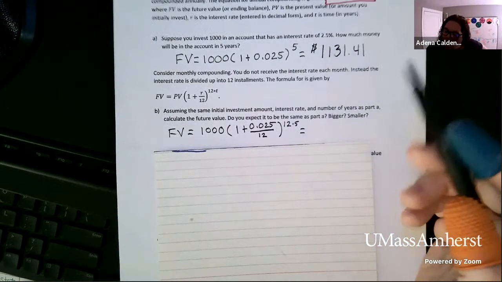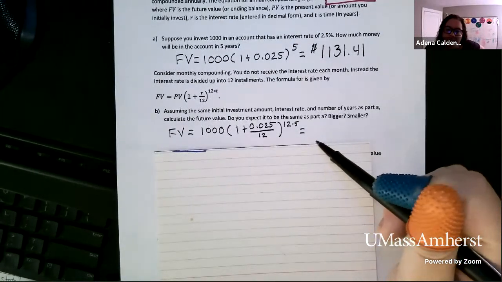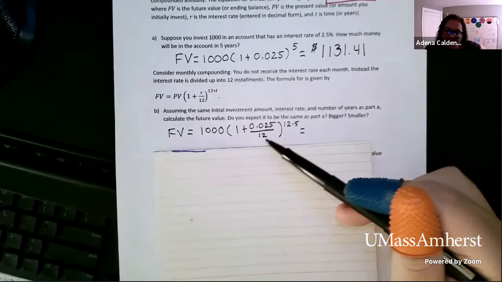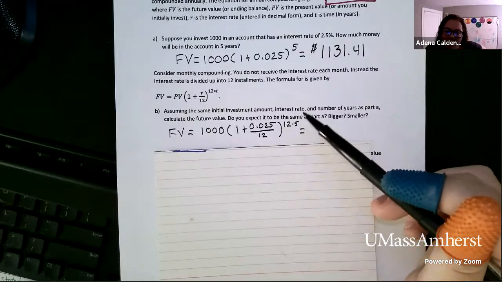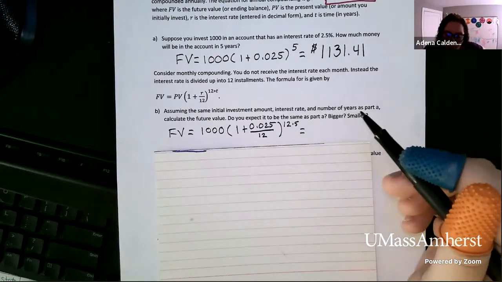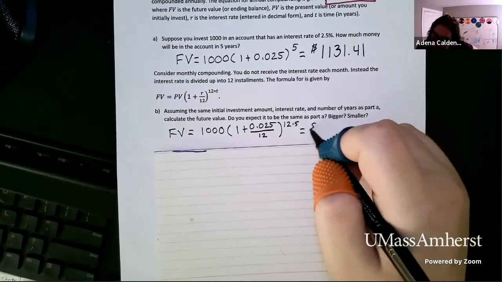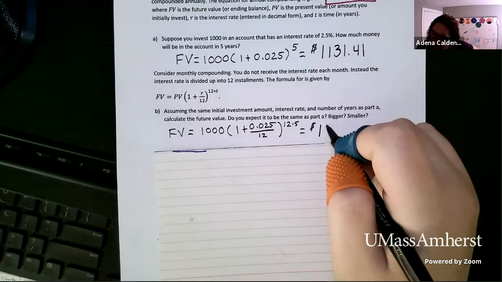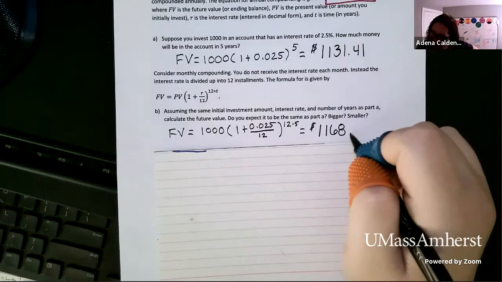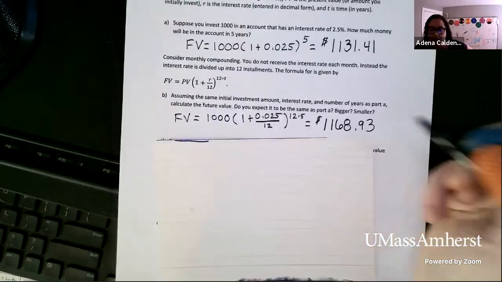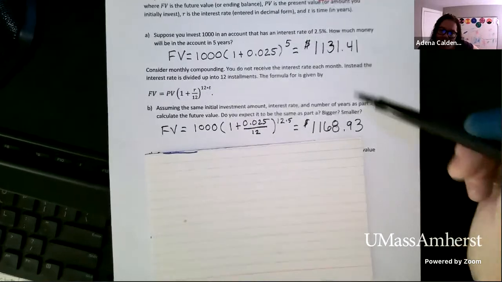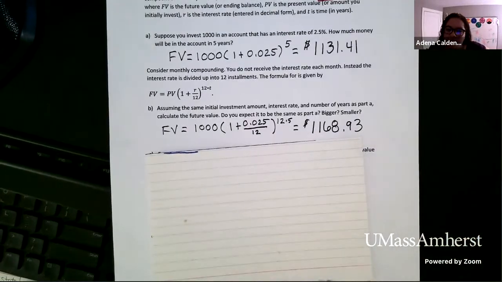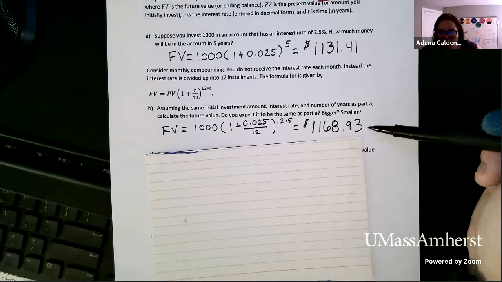Okay. When we do a similar thing, but with monthly compounding, again, we have this divide by 12 here, but then up in the power, we have 12 times 5, which is 60. When we carefully plug that into the calculator, we're going to get $1,168.93. So there is a difference between annual compounding and monthly compounding. And we can see that monthly compounding is better for us in terms of how much money we make.